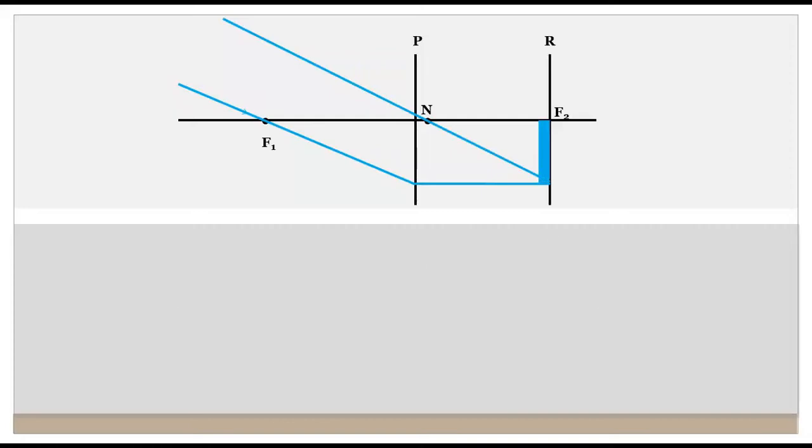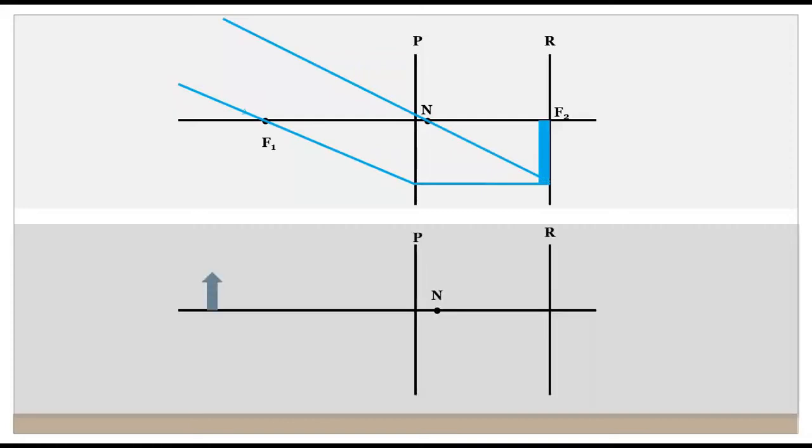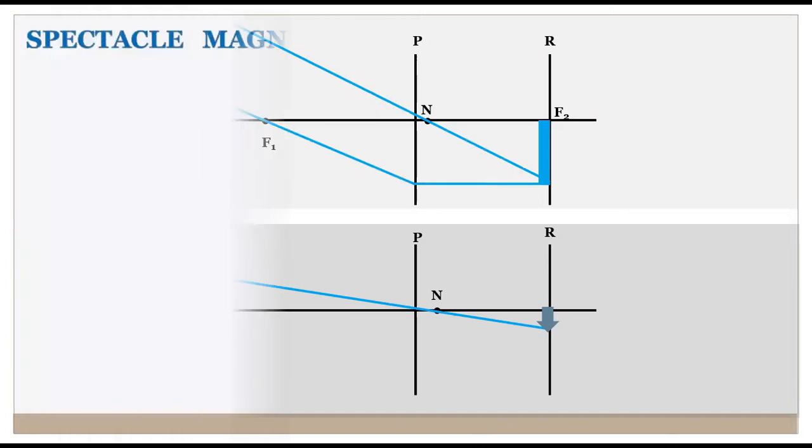The second way is to draw an arrow, an object, and to draw only one ray passing through the nodal point undeviated. And here is the retinal image. Sometimes we use this schematic representation. In other situations, we may use this one to serve our purpose of demonstrating some concepts.